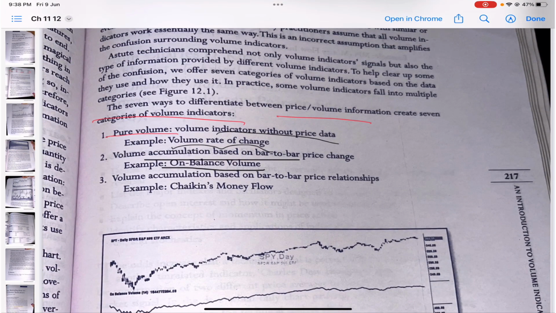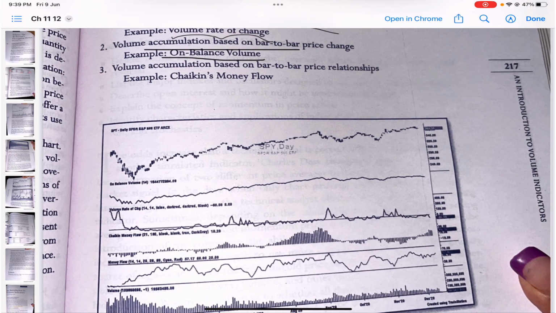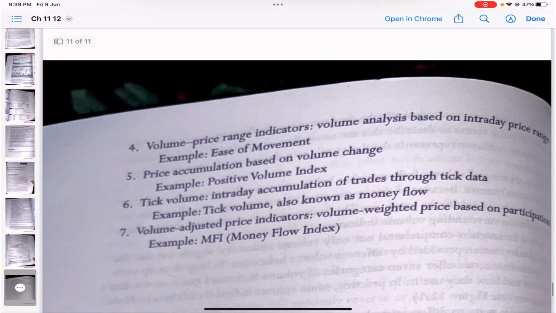Okay, so the first one was pure volume, which means volumes which do not use price data. So example is volume rate of change. The second thing is volume accumulation based on bar to bar price change, which is on balance volume. Volume accumulation based on bar to bar price relationship. Example is Chaikin's money flow.